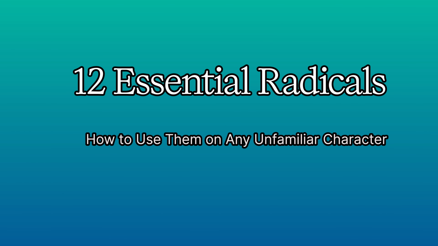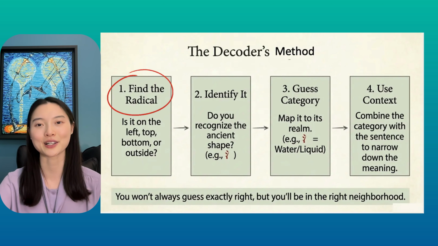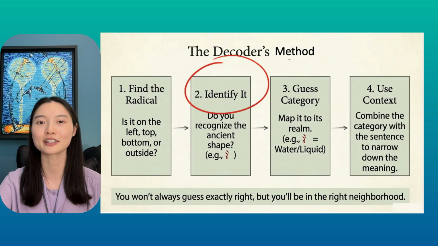12 radicals in your toolkit. Here's how to use them on any unfamiliar character. Step 1. Find the radical. Left, top, bottom, around the outside. Step 2. Identify it. Do you recognize the shape?